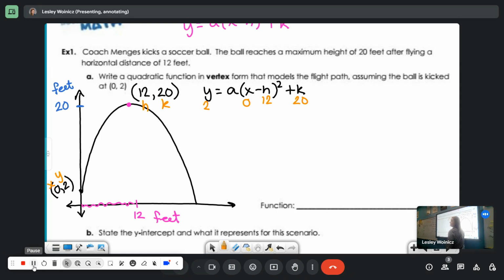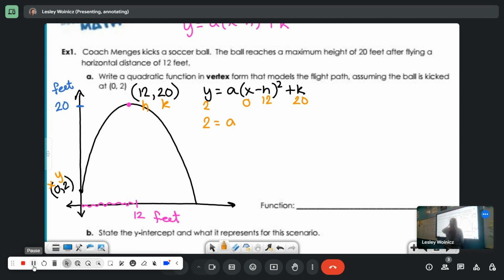Okay, so this is the tricky part of today. This is going to require your thinking cap and that you're being very careful. Okay, so I'm plugging in my 2 for the y. I don't know the a, so I'm just going to leave that as a. What is 0 minus 12 squared? Well, it's negative 12, right? What's negative 12 squared? Square it. What's 12 squared?